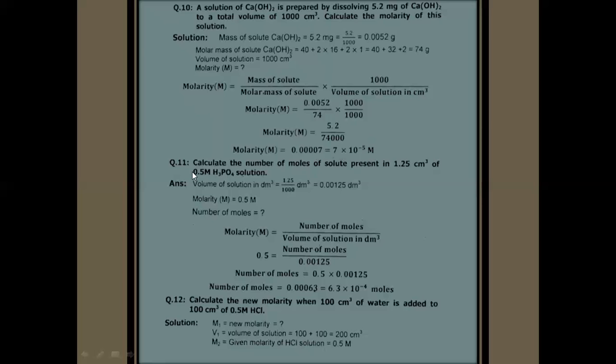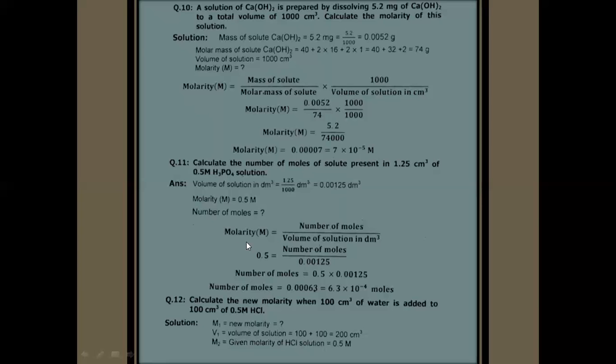Question number 11. Calculate the number of moles of solute present in 1.25 centimeter cube of 0.5 molar phosphoric acid solution. We have to find out the moles, okay? And the volume mentioned is 1.25 centimeter cube. We will convert it into decimeter cube, and molarity is 0.5 molar. Number of moles we have to find out.